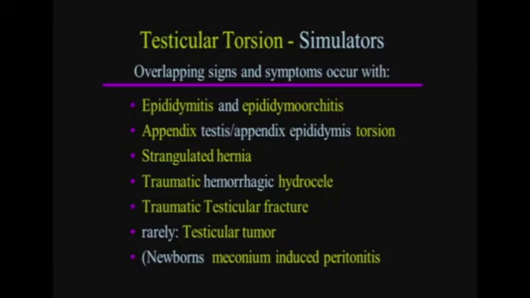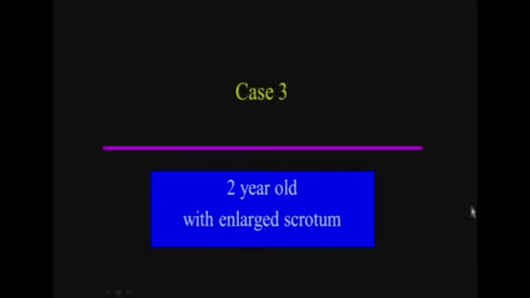So there are simulators for testicular torsion. There are overlapping signs and symptoms that occur with epididymitis and epididymo-orchitis. With the appendix testis or appendix epididymis torsion we discussed earlier, strangulated hernias may produce pain. A traumatic hemorrhagic hydrocele may be associated with such pain. A traumatic testicular fracture as well. Rarely in the pediatric group, a testicular tumor might be the cause. It is said that in newborns, testicular or intrascrotal pain may be caused by meconium-induced peritonitis. I have not seen such a case myself.